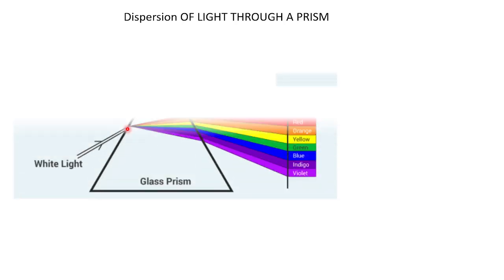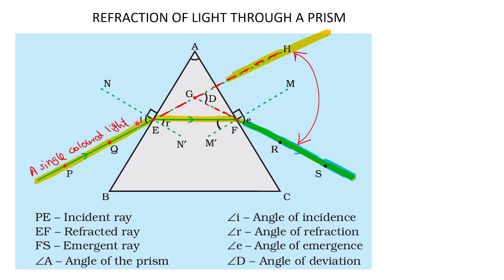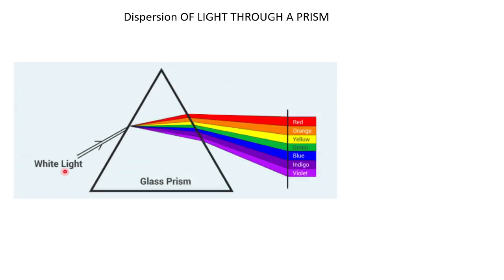But if I use a single colored light, such a thing does not happen. If the red color is coming in, the red color is going out. If green color is coming in, the emergent color is also green. No different colors appear. But if I use the white light, two stages of refraction take place, and along with that, another phenomenon takes place. White light coming like this, first time bending takes place, the second time bending takes place. In the later stage, we get 7 colors.